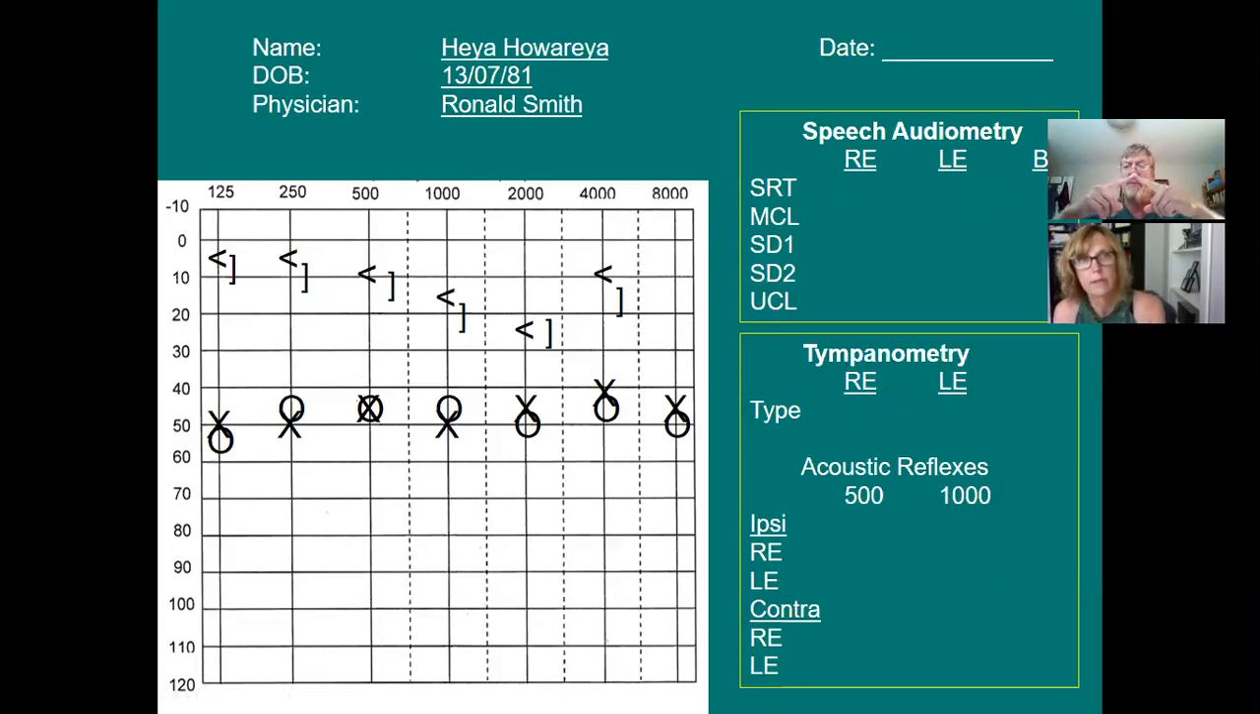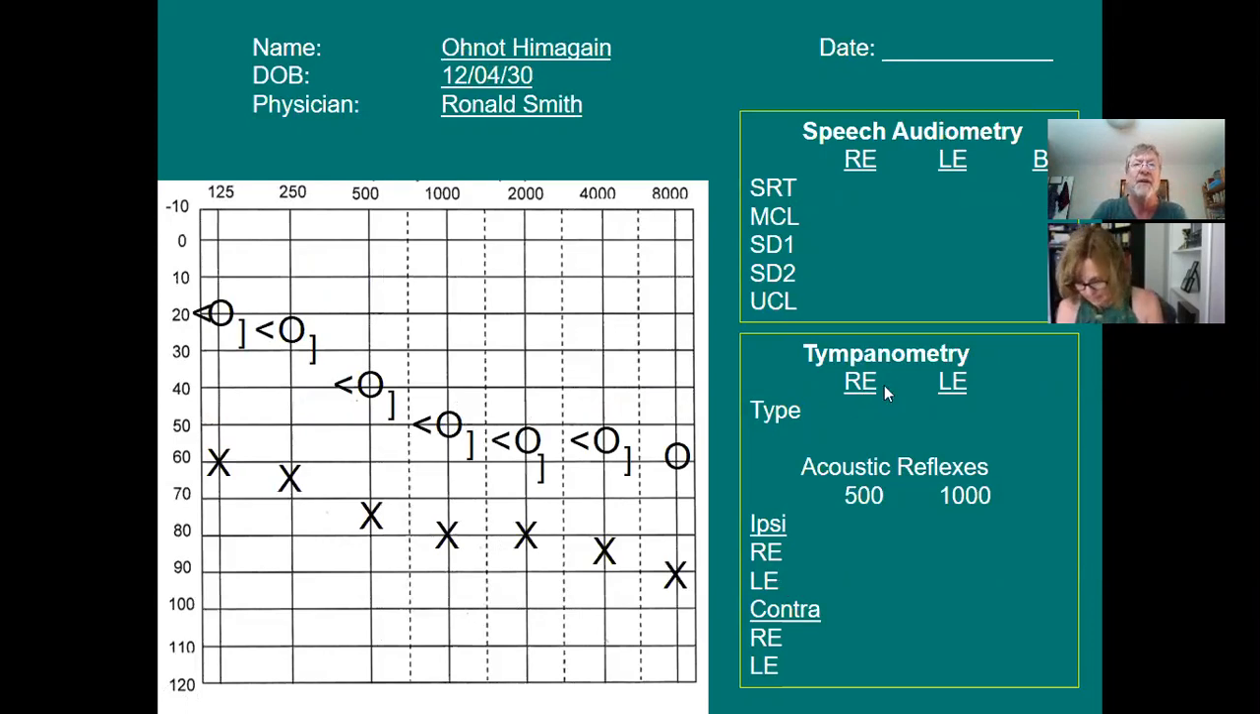Okay. Good. Well, look at this guy's name. Oh, not him again. He's got a mixed hearing loss. Right ear SRT is going to be probably around 40 to 50.